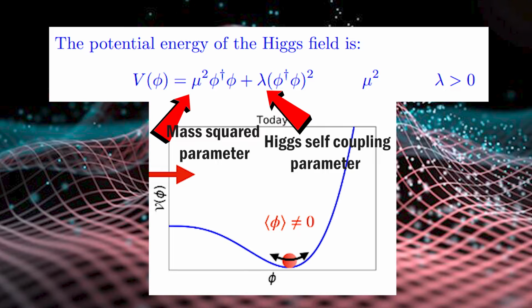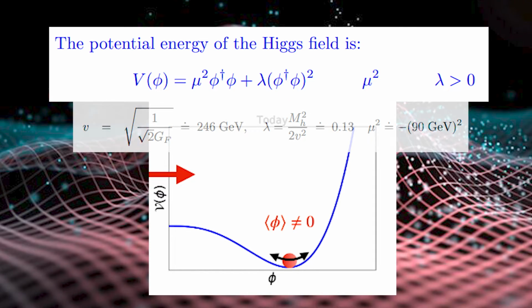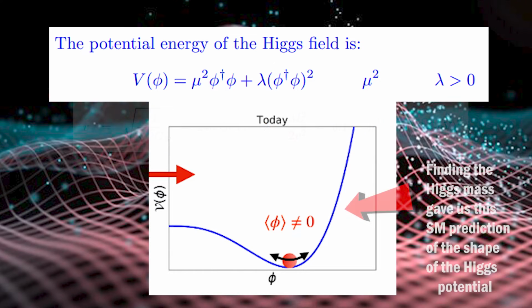The values of these parameters are not predicted by the Standard Model theory. They are related to the mass of the Higgs boson and the well-known strength of the Fermi constant from electroweak theory. Notice that the Standard Model does not predict the mass of the Higgs boson from first principles. It was discovered by experiment in 2012. This allowed the mass squared and self-coupling parameters to be calculated and the shape of the classical Standard Model Higgs potential predicted in our modern universe to be determined.